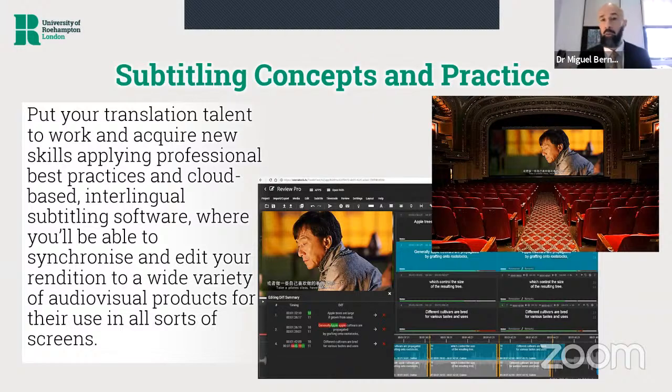There are many specifics about what's special about subtitling. How is that different from translation? We can go into that if you want in the questions, but you probably get already an idea.